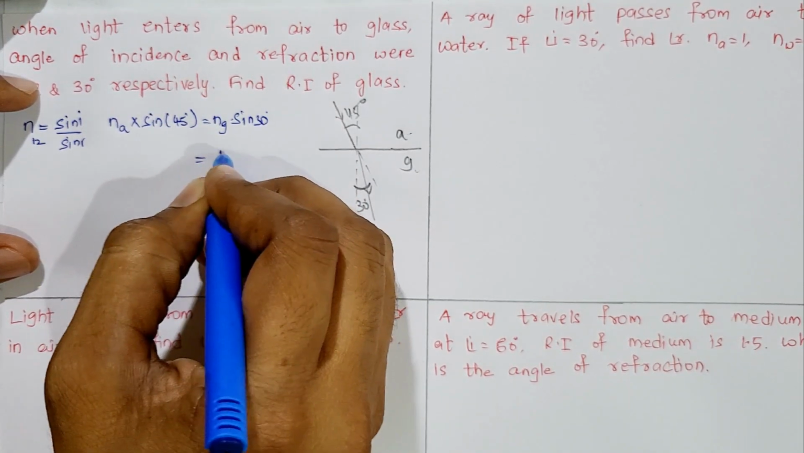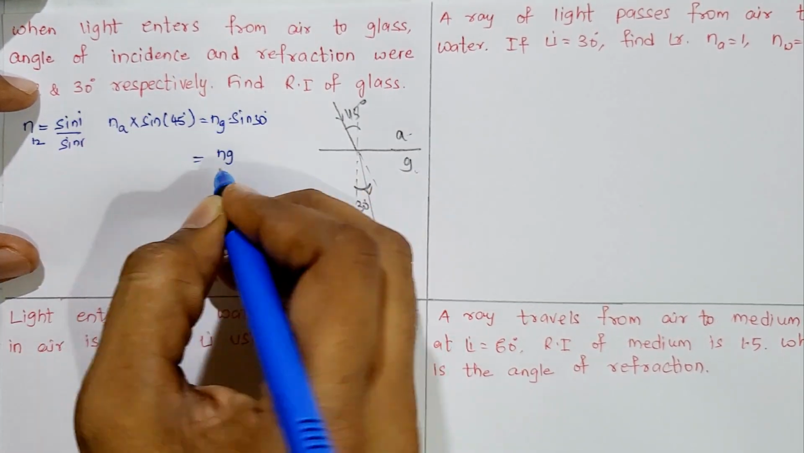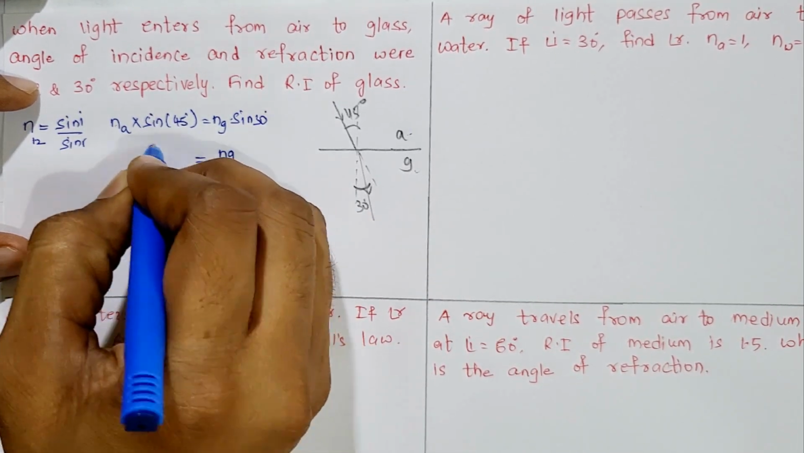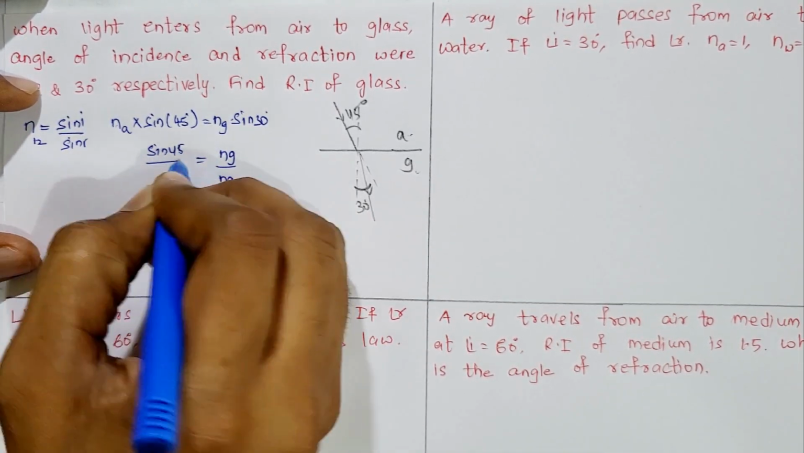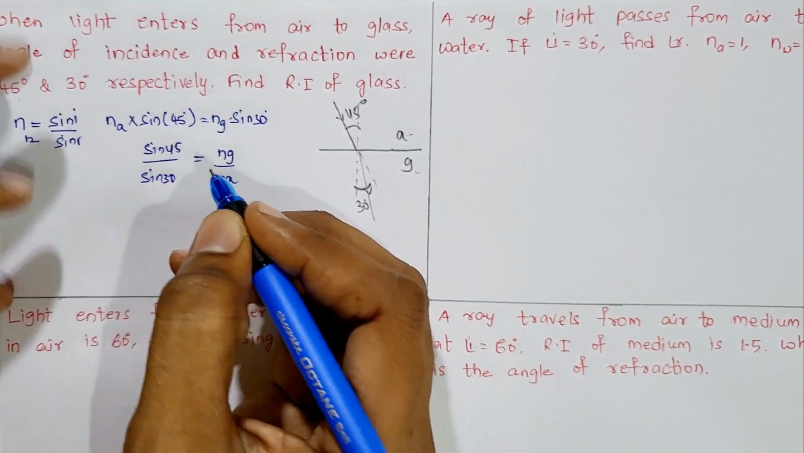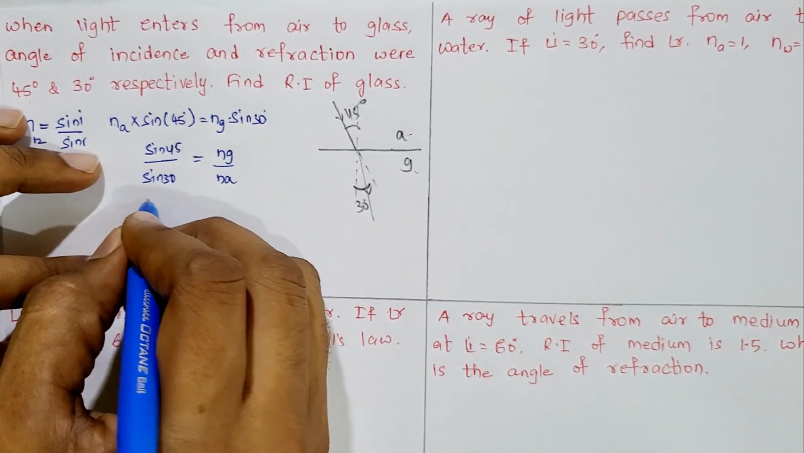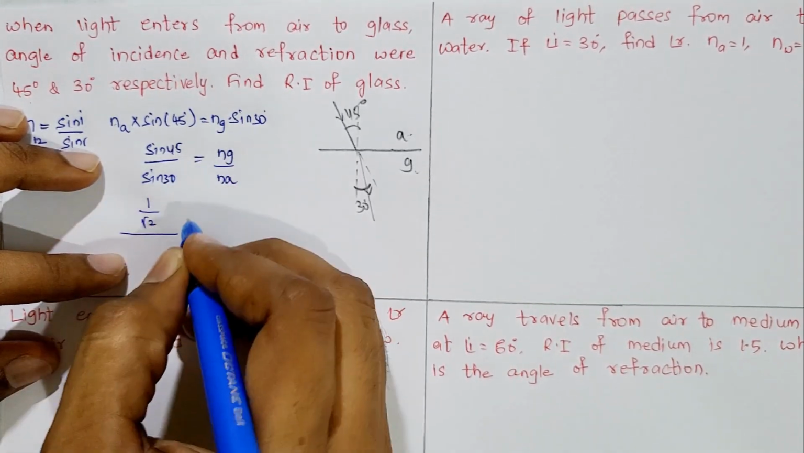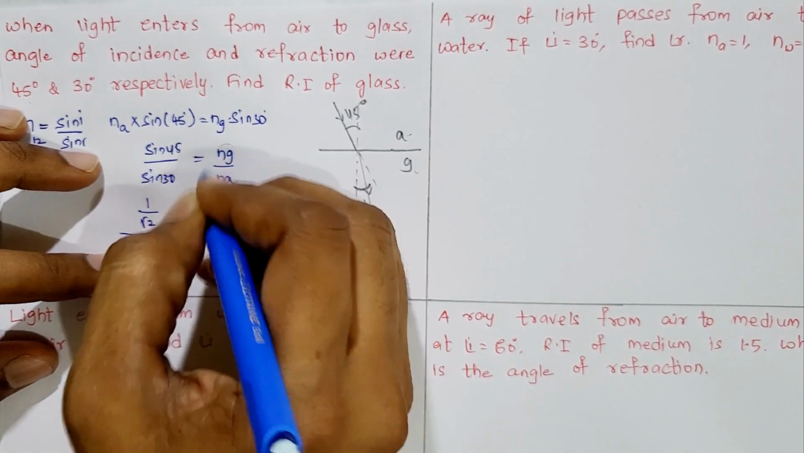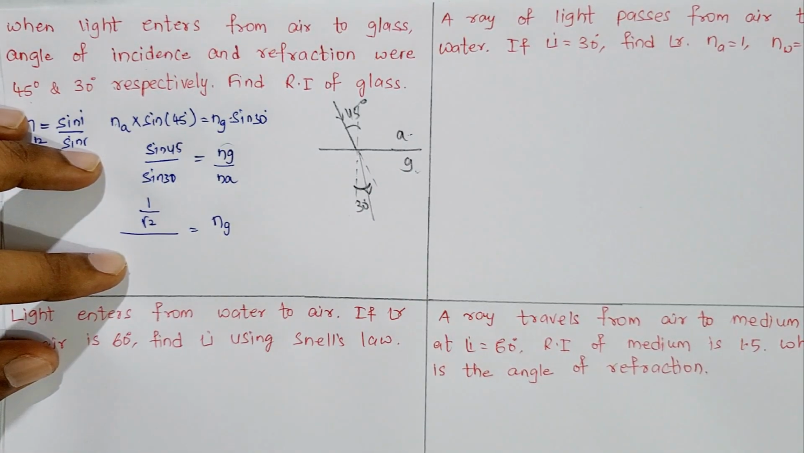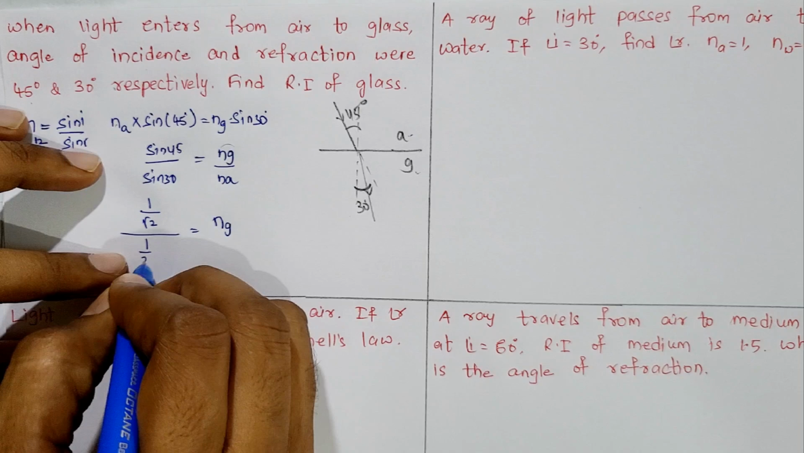Ng divided by Na. This A I will take this side. Sin 45 is here only. This sin 30 I will take this side. What is the sin 45 value? Sin 45 value is 1 by root 2, whole divided by refractive index of glass with respect to air, which is nothing but refractive index of glass. Okay? Sin 30 is 1 by 2.